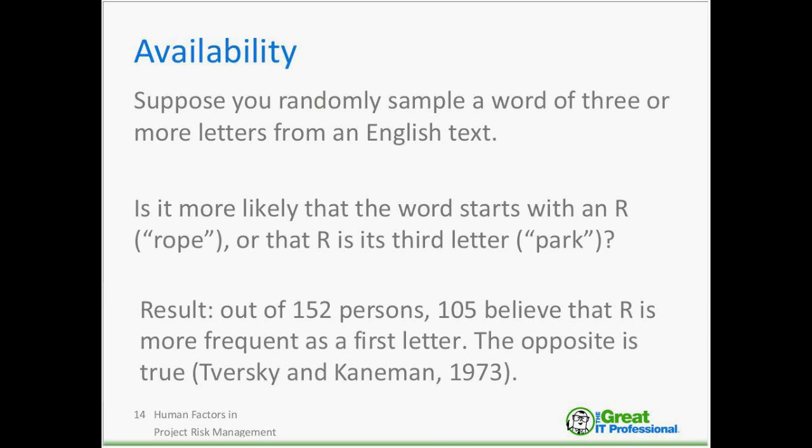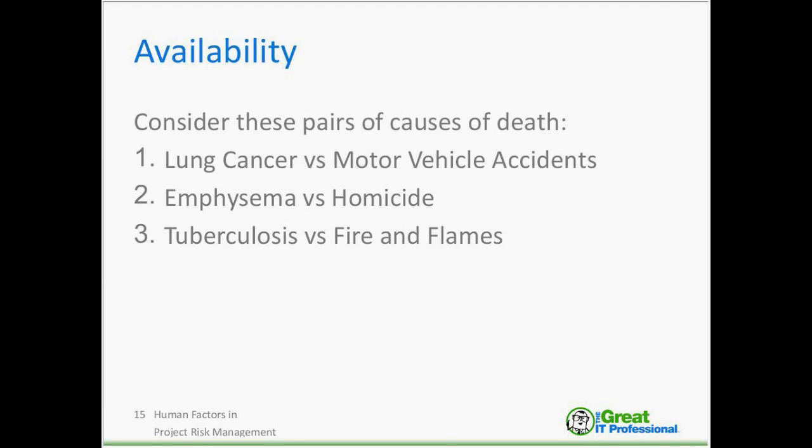Now, since we're speaking about risk, they are not good news. Consider these pairs of causes of death: lung cancer versus motor vehicle accident, emphysema versus homicide, tuberculosis versus fire and flames. The idea is to compare these pairs. What are the most probable events? Here are the results, just to give you an idea of the availability bias.